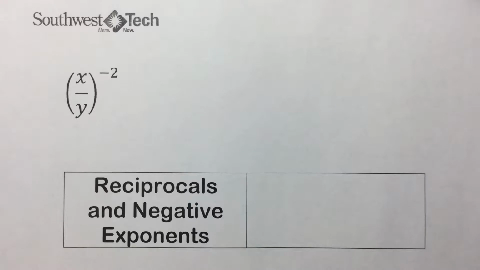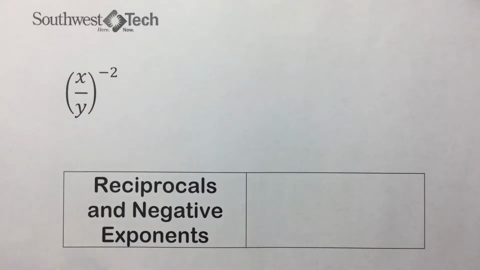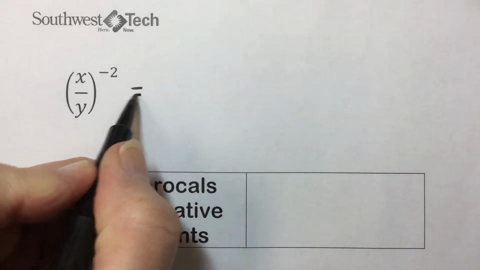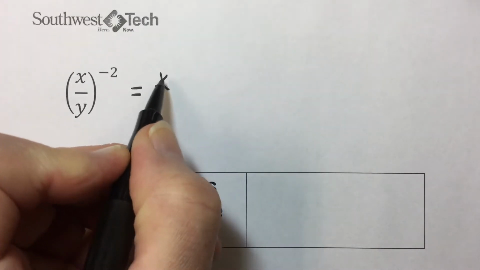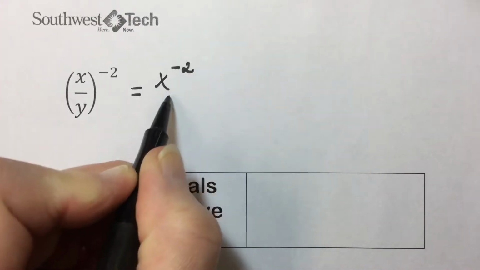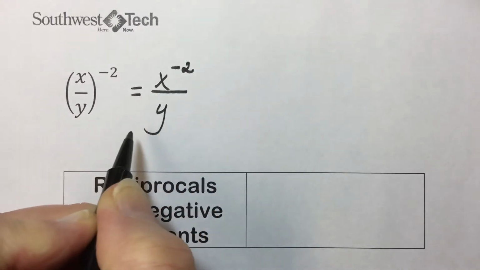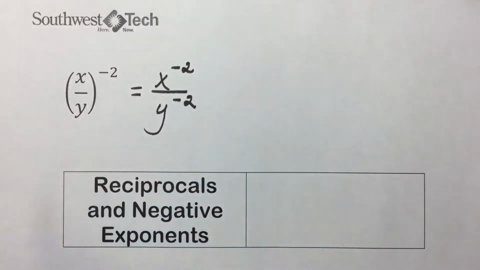Let's take a look at another way to change the sign of the exponent by taking the reciprocal of the base. To understand why this is true, take a look at this example. We have a quotient raised to a power, which means x in the numerator is raised to that power, as well as the value in the denominator raised to that power.